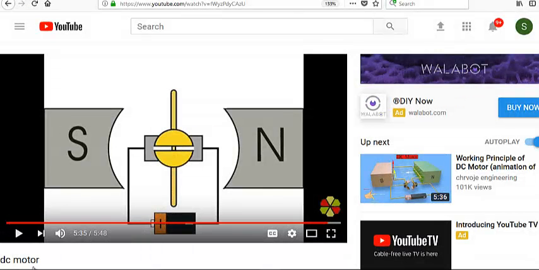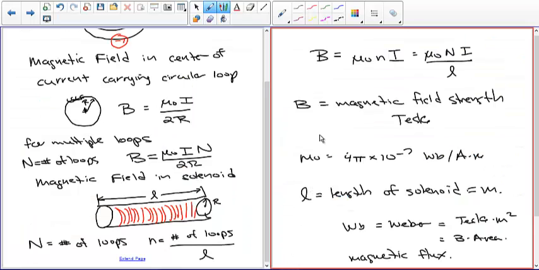Okay, so that's a DC motor. So we'll skip that. Okay, so what are we doing now? We talked about Ampere's law, talked about motors, magnetic fields. Oh, I know what we're going to do next. Okay.